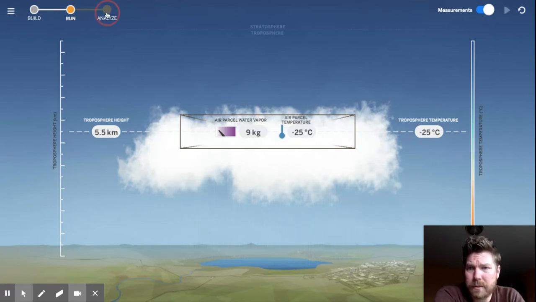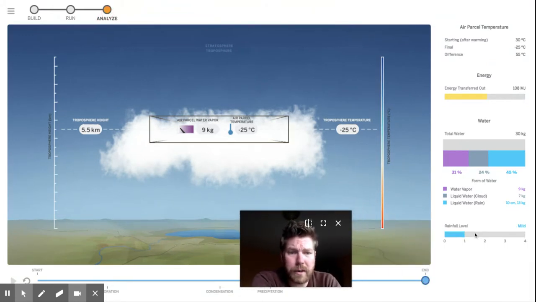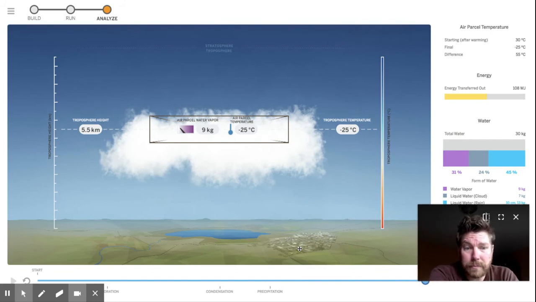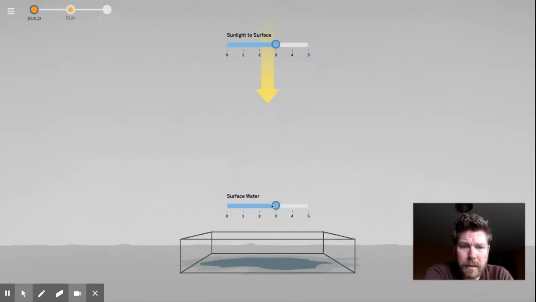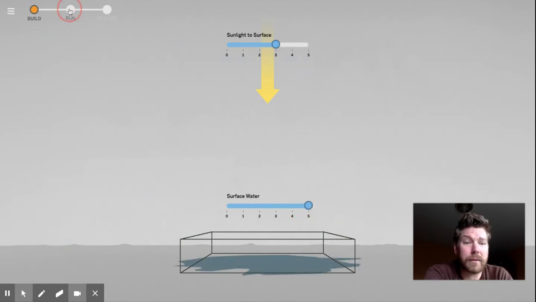So it looks like it's done. Let's go ahead and hit Analyze. It looks like we have a rainfall level of 1 right there. So take note of that, and let's go back to our build. Now let's bump up the surface water all the way to 5, because why not? And let's hit run again.